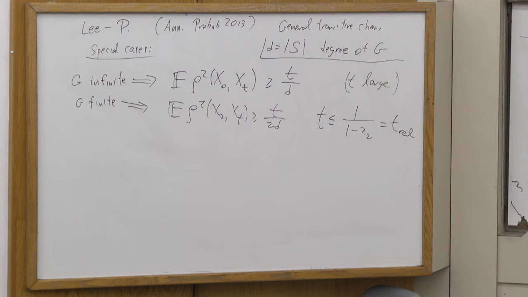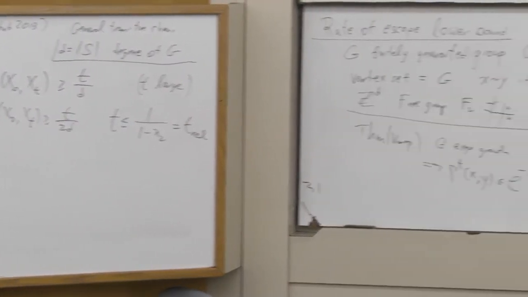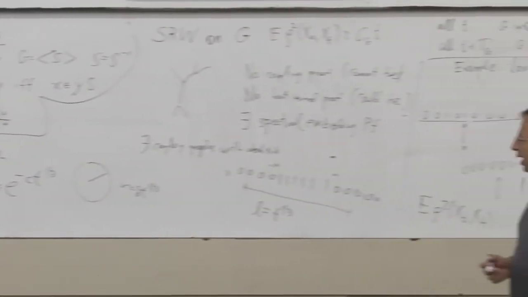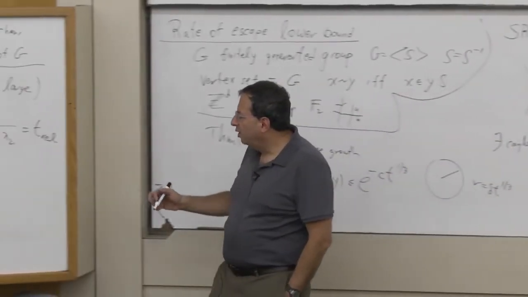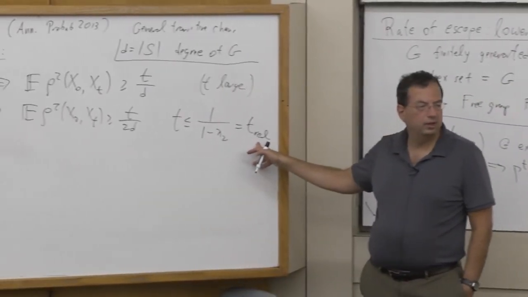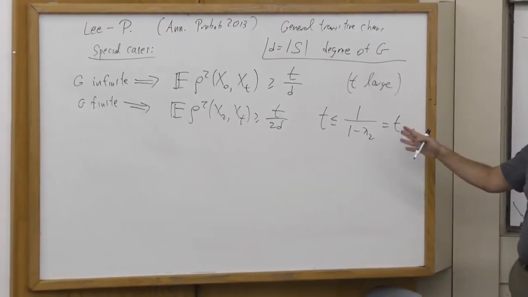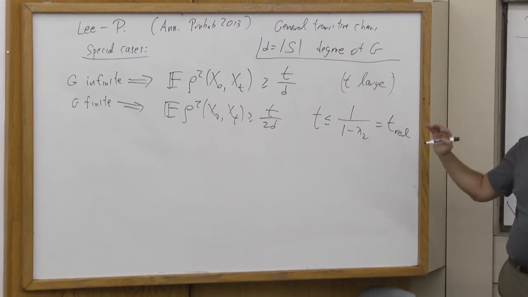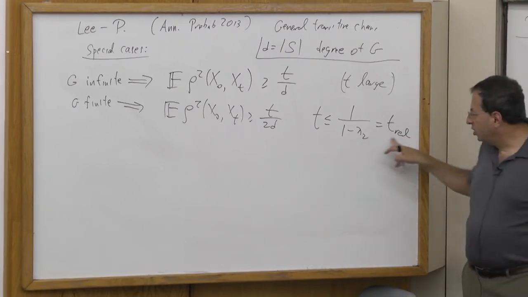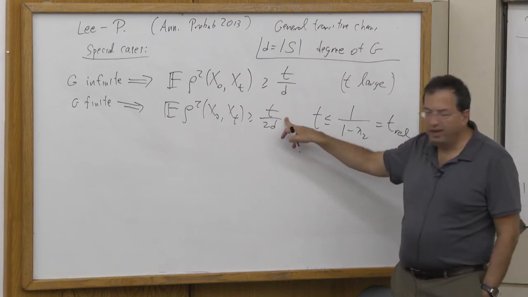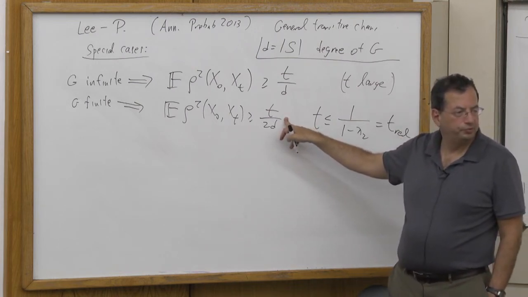It's also the first eigenvalue of the normalized Laplacian on the group. And 1 over that is known as the relaxation time. It's a close cousin of the mixing time. It's generally smaller, and the ratio is bounded by the log of the size of the group. So for all times which are less than the relaxation time, we have the same kind of lower bound.